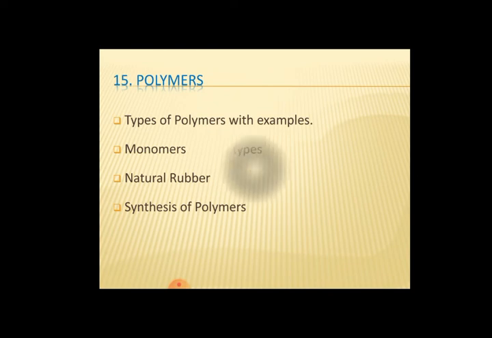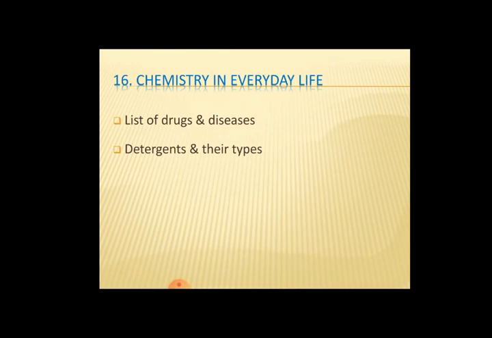Okay. Then the last chapter in the organic section is chemistry in everyday life, and in this chapter, make a list of drugs and the diseases, then detergents and their classification and so on. So all these are nothing but the important concepts in the PUC second year part.